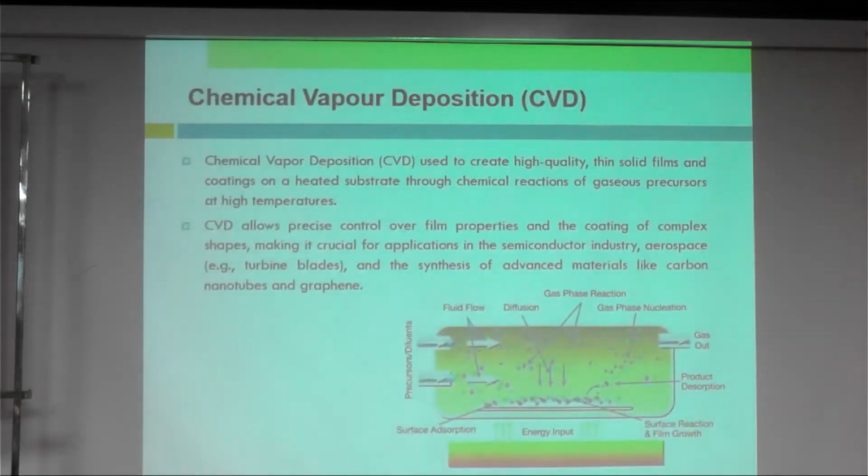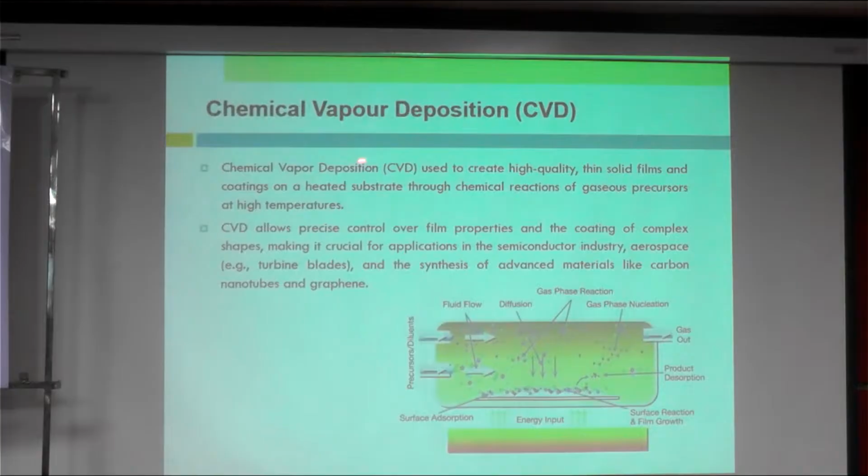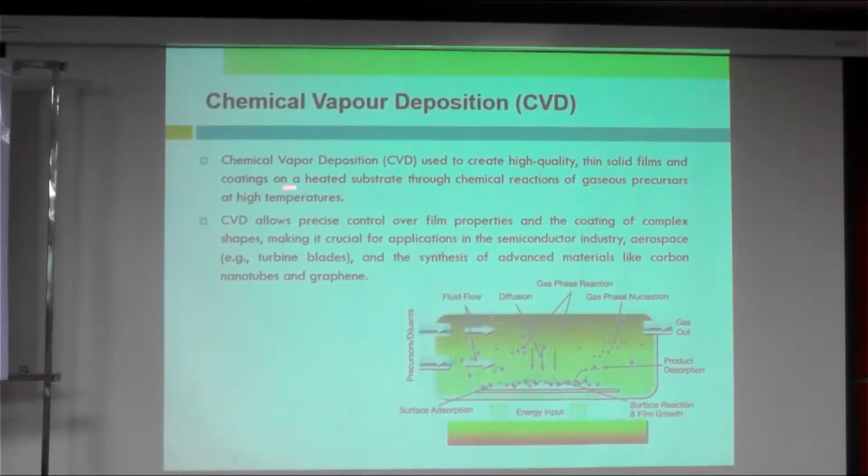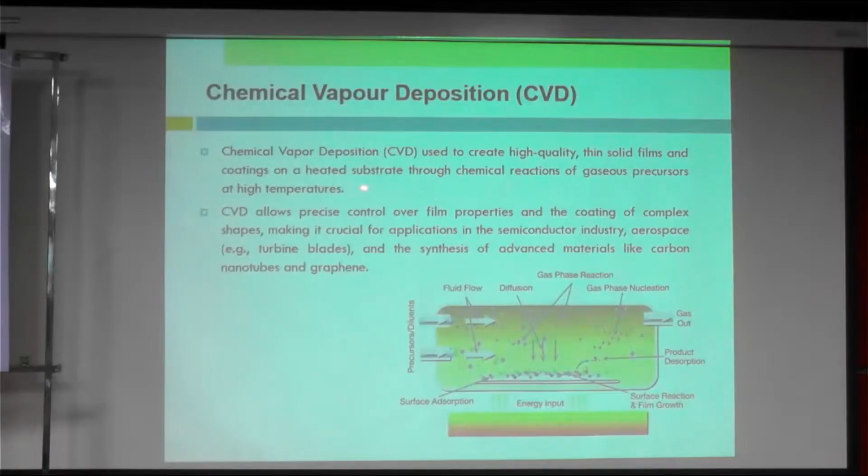And next, we will look into chemical vapor deposition. So you have covered PVD. Now we look into CVD. What is CVD? CVD is chemical vapor deposition, used to create high quality, thin solid films and coatings on a heated substrate through chemical reaction of gaseous precursors at high temperature.